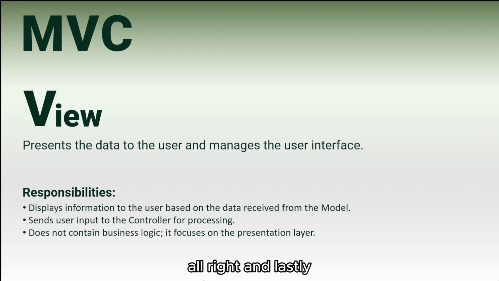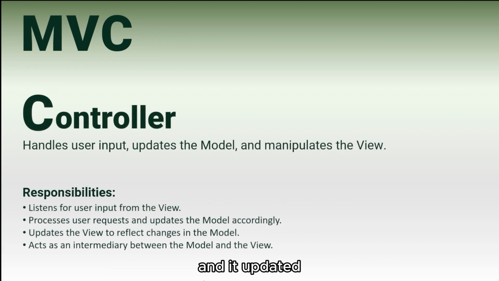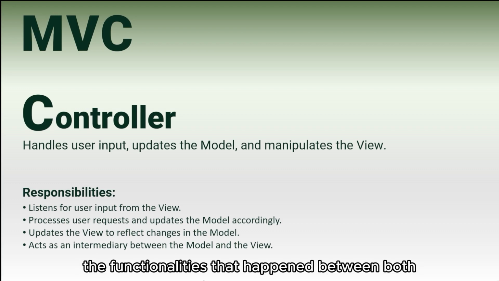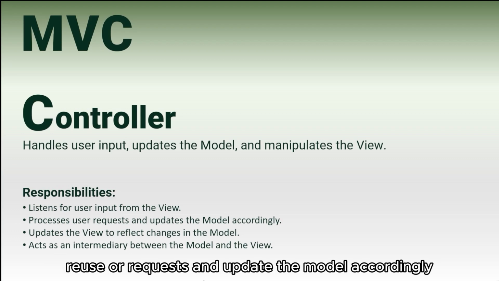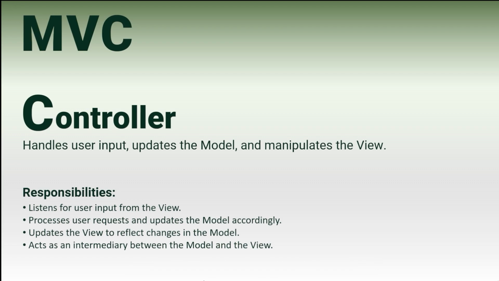All right, and lastly, we have the controller. The controller handles user input, and it updates the model and manipulates the view. So essentially, it's the intermediary or the middleman that is going to be in between the model and the view, handling all of the functionalities that happen between both. So it's going to listen for user inputs from the view, and it's going to process user requests and update the model accordingly. And it will be the same way, vice versa. It's going to update the view to reflect the changes in the model as well. So this is basically your middleman in your web application.